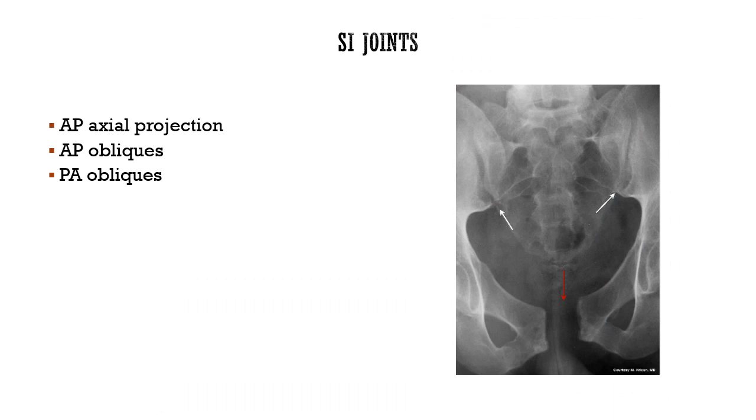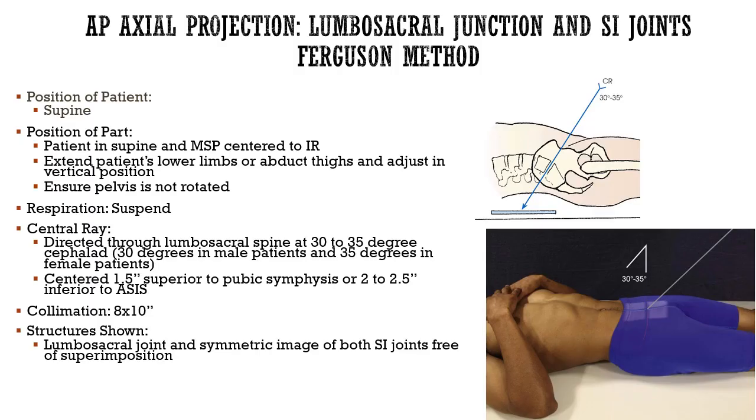Now the SI joints: we have an AP axial projection, and then we have AP and PA obliques. The AP axial projection of the lumbosacral junction and SI joints is called the Ferguson method. Your patient is supine and their mid-sagittal plane is centered to the image receptor. We want to ensure the pelvis is not rotated. We're going to perform this on suspension. We're going to direct the central ray to the lumbosacral spine at 30 to 35 degrees cephalad.